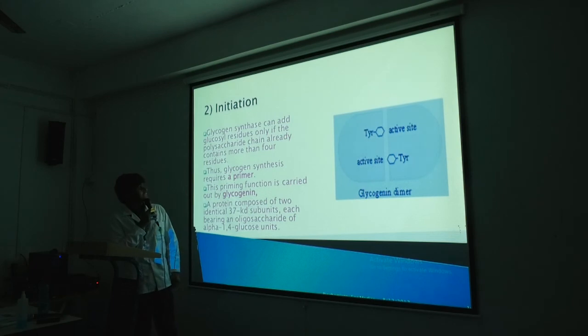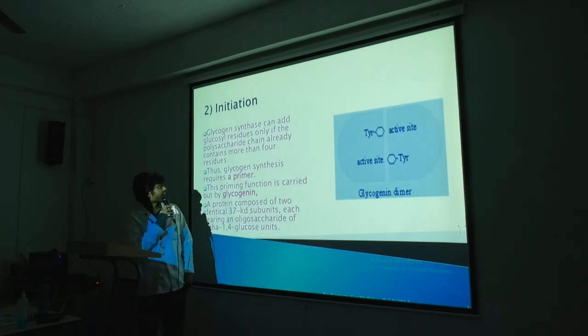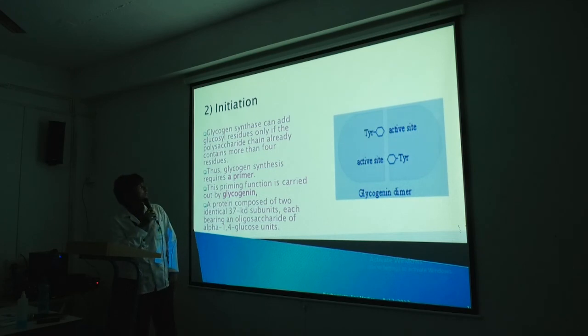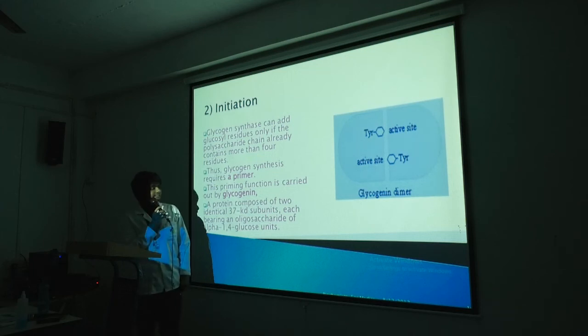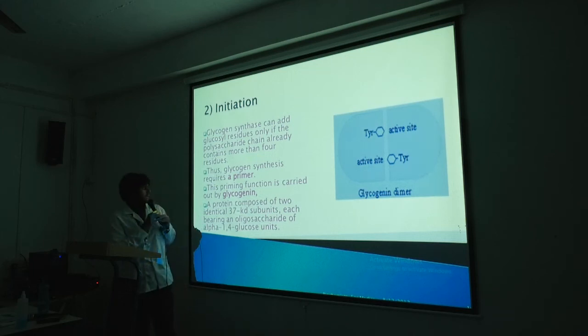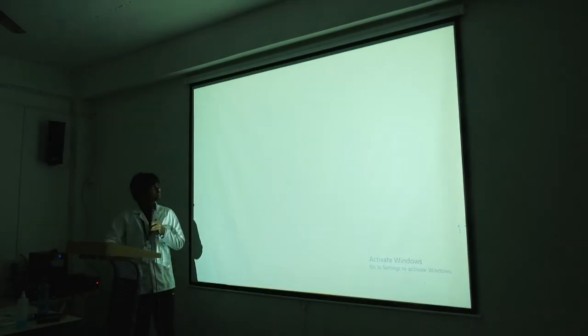Next step is initiation. So here we see glycogen synthase can add glucosyl residues only if the polysaccharide chain already contains more than 4 residues. Thus, glycogen synthesis requires a primer. The name of the primer is glycogenin. It is a dimer of protein. The weight of the glycogenin molecule is 37 kilodalton subunits, each bearing an oligosaccharide of alpha 1,4 glucose units.